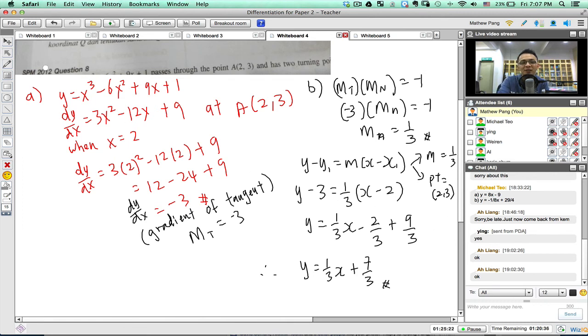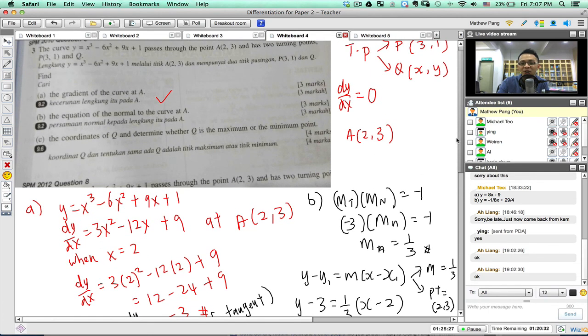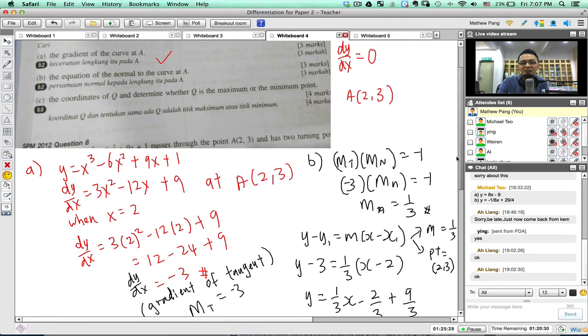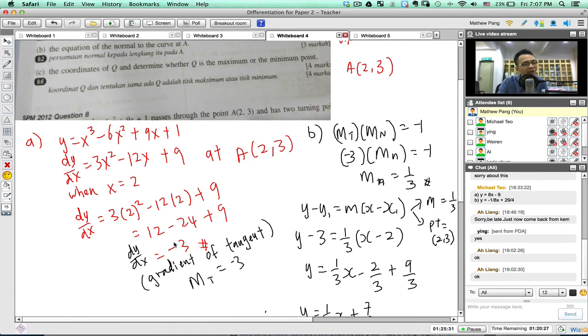Any question? No? Yes, this is how we find the equation of normal. First, when you get dy/dx equal to negative 3, you have to make sure you understand the meaning of dy/dx equal to negative 3 at A. That means if I sketch it out, at A the curve and the straight line have the same gradient, which is negative 3. So this is also the gradient of the tangent.